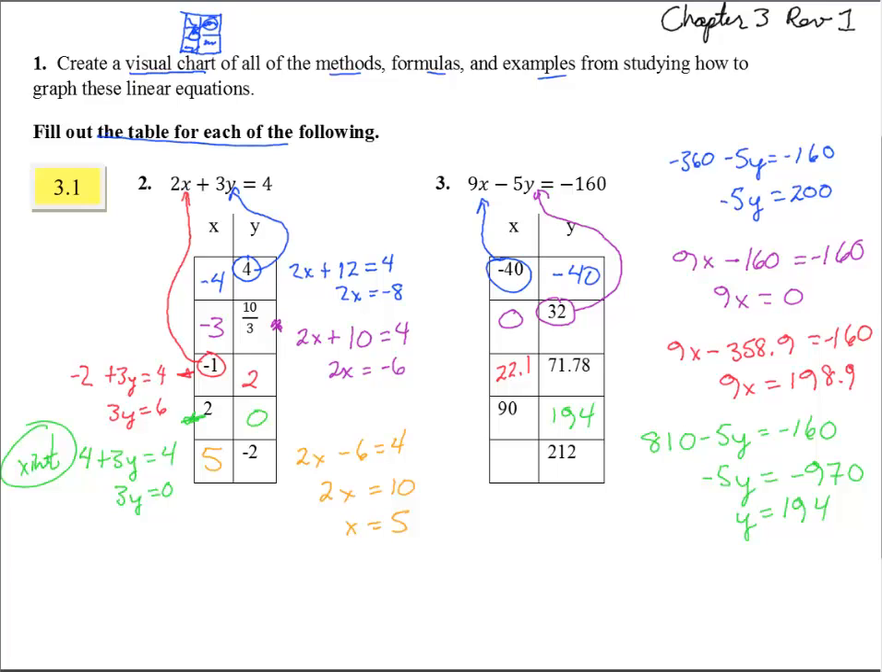Good deal. And the final one, let's do 212 in for y. 212 goes up here and we have 9x minus 1060, right? 212 times 5 equals negative 160. Add 1060 to both sides and we get 9x equals 900. Divide both sides by 9 and we get x equals 100.